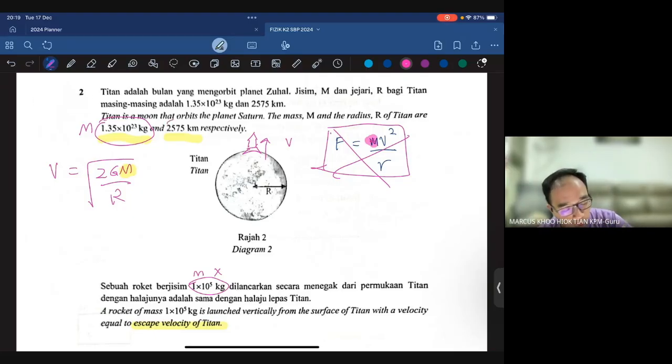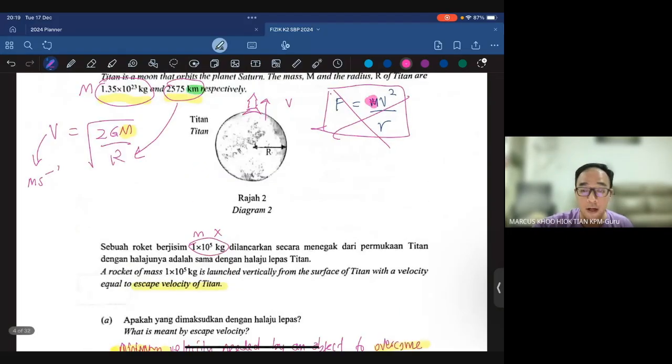Then you have 2575. This is obviously the R, but I want you to notice the red flag over here. This is the big red flag. It's in kilometers. Exam questions tend to do these kinds of things to trap you, to see whether you notice the unit or not. Ideally, what is our unit for velocity? The unit for velocity is always meter per second. Yes, you can change it to kilometer per second. I'm pretty sure somebody is going to ask me this. Yes, you can put it at kilometer per second.